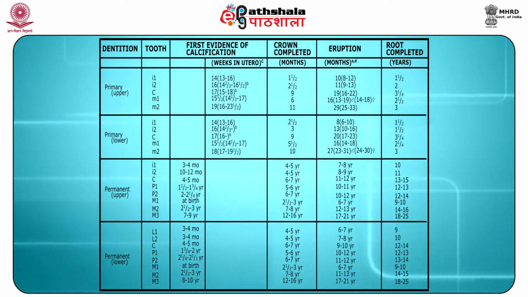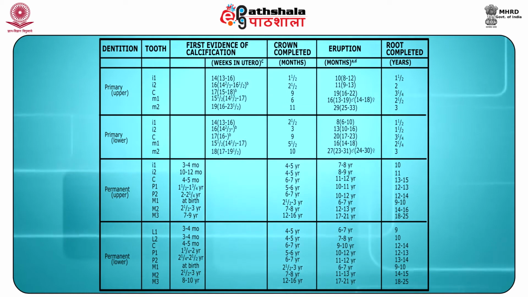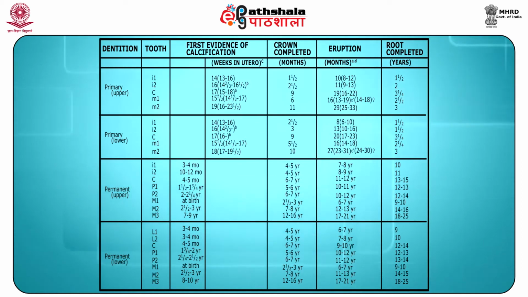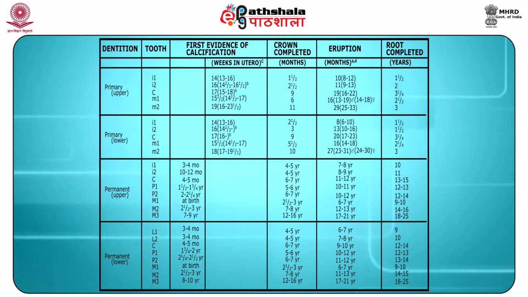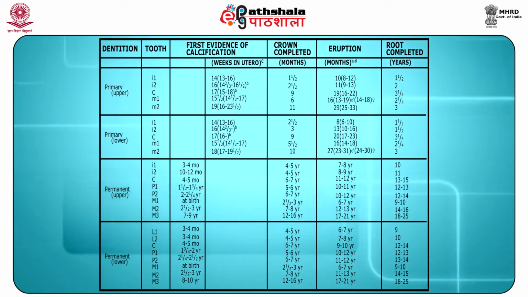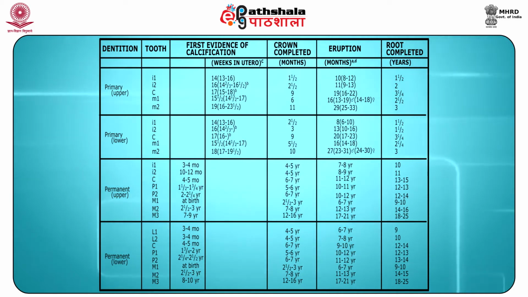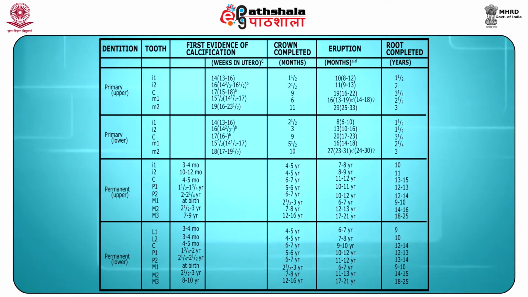For the permanent upper tooth, the root formation starts at around 3 to 4 months of age, the crown is completed by the age of 4 to 5 years, and the complete eruption occurs at the age of 7 to 8 years, and the complete formation of root occurs at around the age of 10 years.